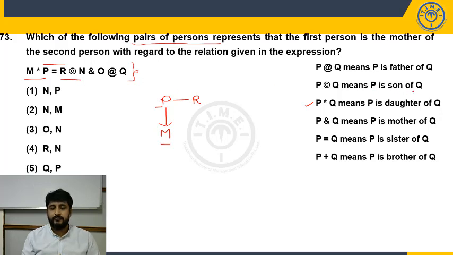R is the son of Q. R is the son of N. So R is a son. So R will be in the lower generation and R is the son of N. So we don't know the gender of N so far.